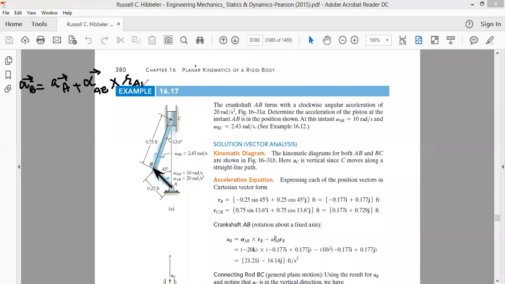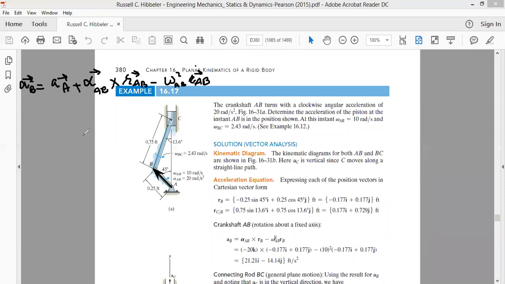The radius vector from A to B will be the vector R_AB, and minus omega square, where omega is the angular velocity of AB, so minus omega_AB square times the vector R_AB. It's like this, R_AB vector. This is how it will be written.